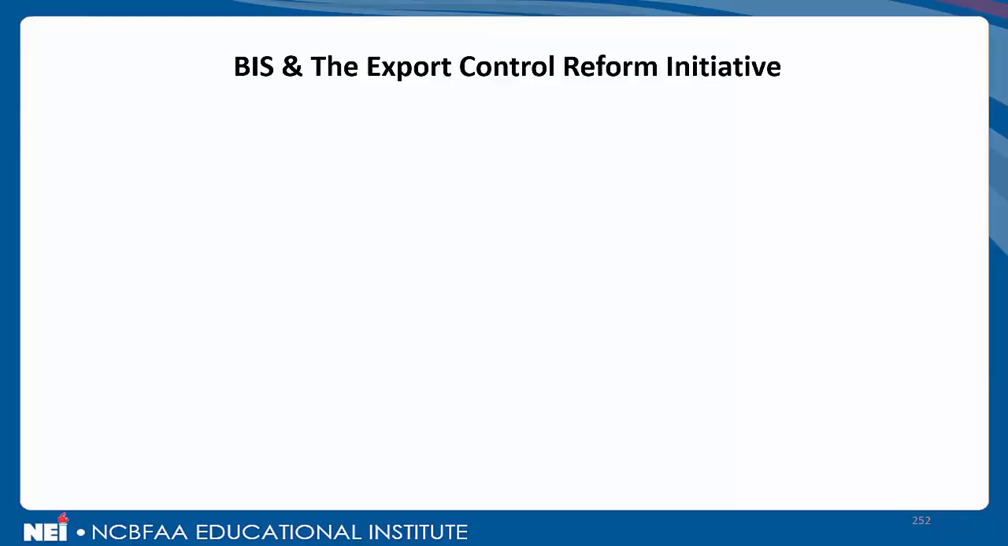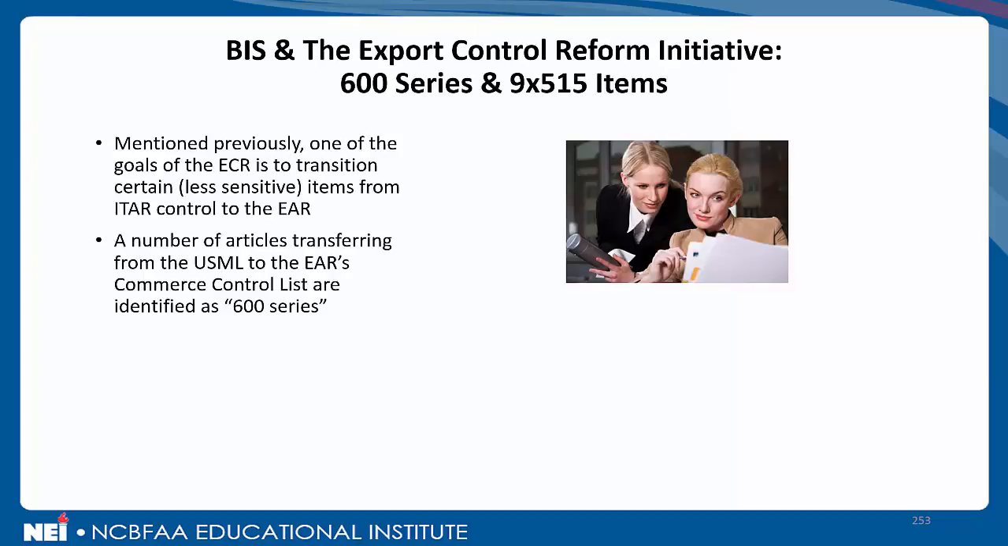Now that we've wrapped up with the section on applying for an export license, we're going to transition into the section on BIS and the Export Control Reform Initiative. We said we would come back to this subject in greater detail, and here we are in section 27. In our title, you can see we're going back to talk about 600 series and 9X515 items.